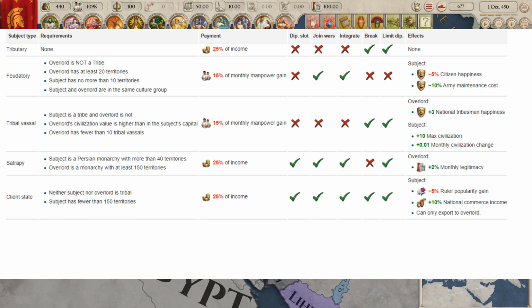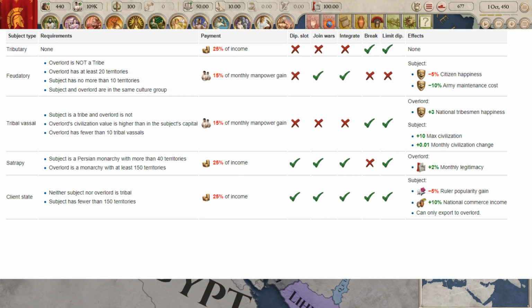Once you gain the feudatory, the newly acquired subject will give you 15% of their monthly manpower gain per month, thus increasing your own monthly manpower gain. The subject in return gains a 10% decrease to its army maintenance cost at the cost of a -5% to its citizen happiness. This type of vassal can be called into your wars and can be integrated into the realm.